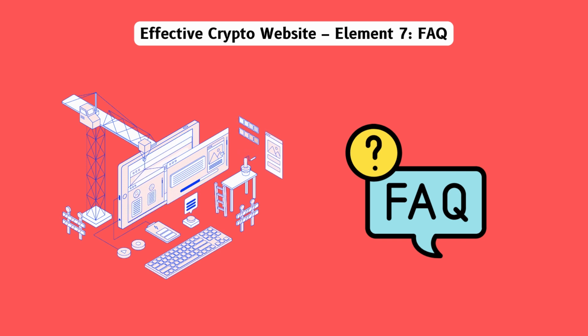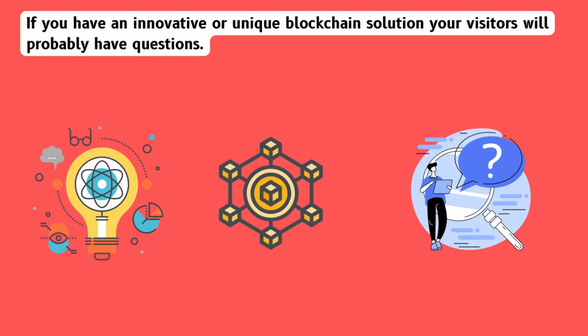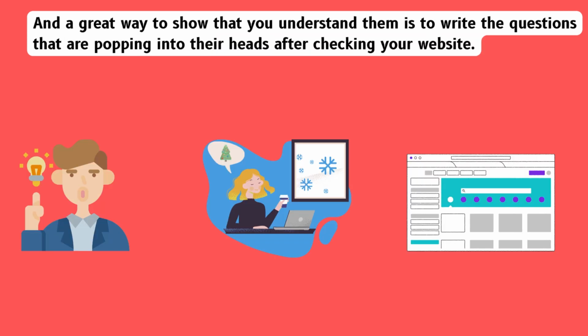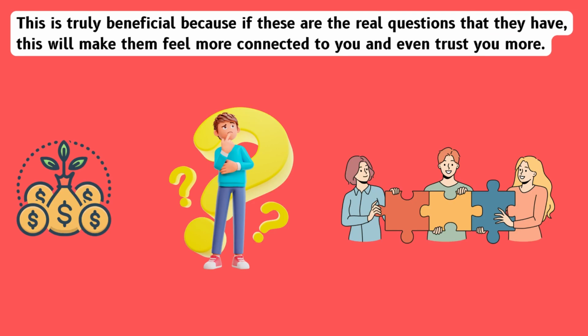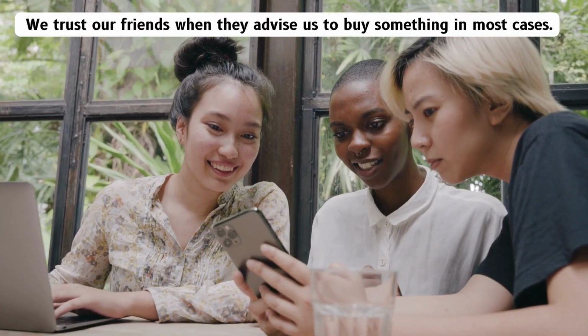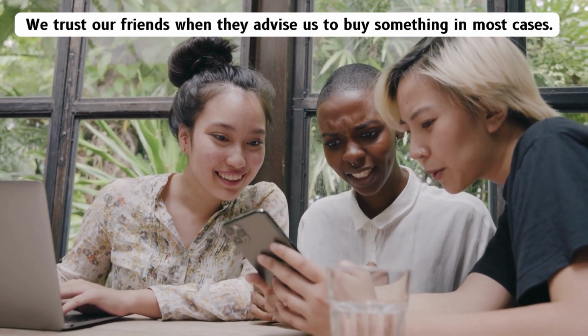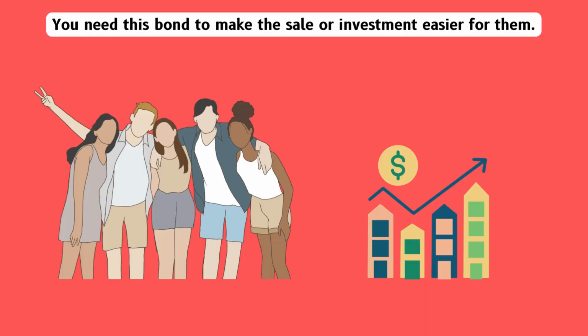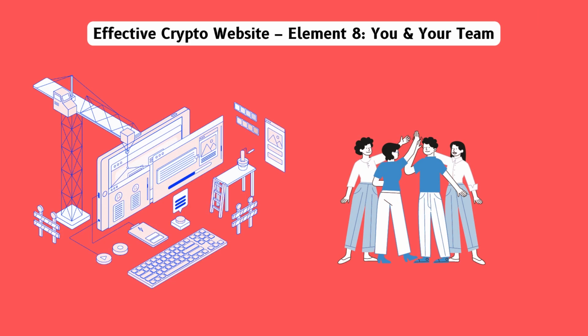Effective crypto website, Element 7: frequently asked questions. If you have an innovative or unique blockchain solution, your visitors will probably have questions. And a great way to show that you understand them is to write the questions that are popping into their heads after checking your website. This is truly beneficial because if these are the real questions that they will have, this will make them feel more connected to you and even trust you more. Their subconscious mind will help them feel like talking with someone who knows them well, someone like a friend. We trust our friends when they advise us to buy something, in most cases. You need this bond to make the sell or investment easier for them.